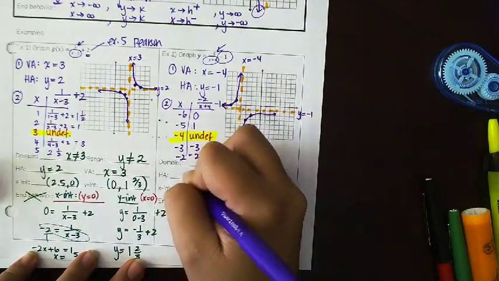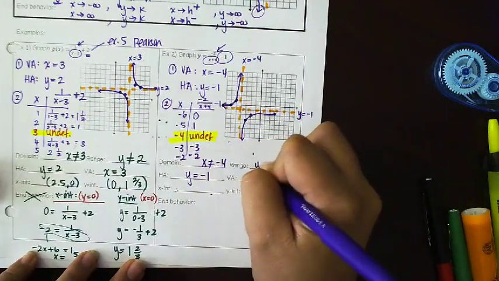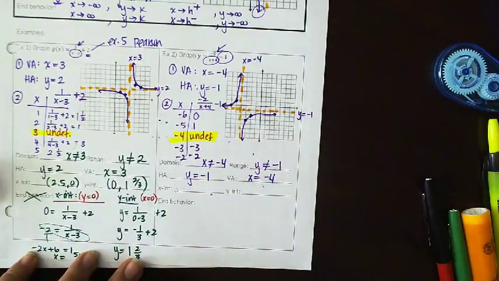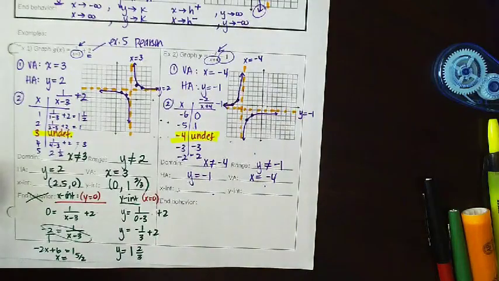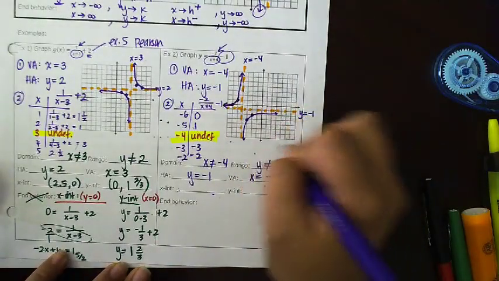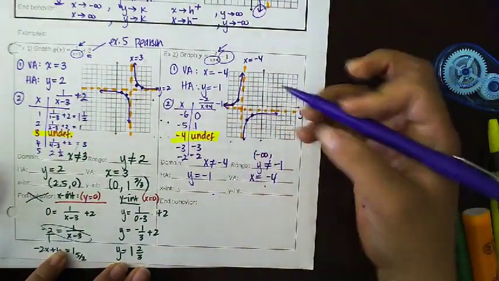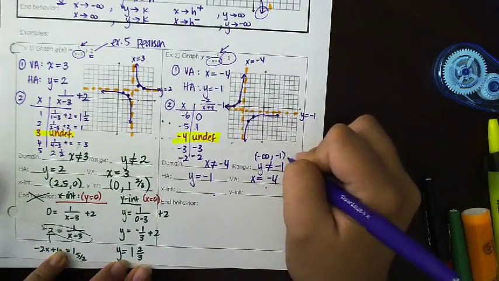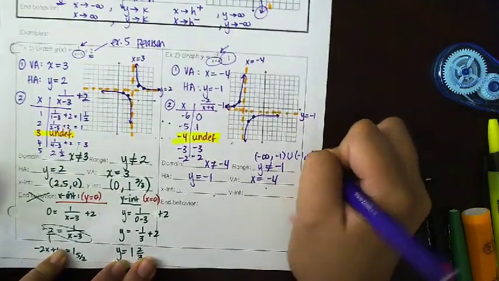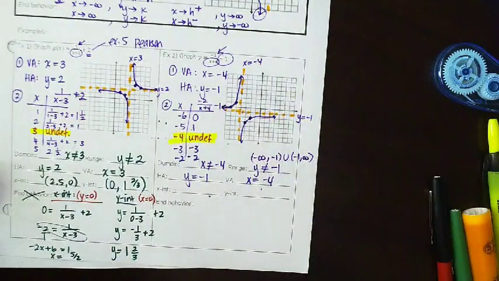Range comes from my horizontal asymptote. We're saying y cannot equal to -1. It can be anything else except -1. And you can write it in interval notation. It would just have to be like from -infinity to -1 union -1 to infinity. You can also just look at the graph to figure that out.